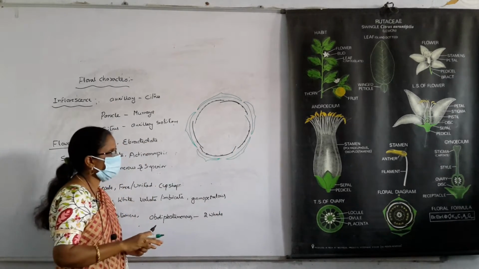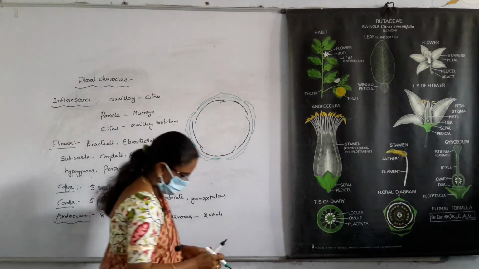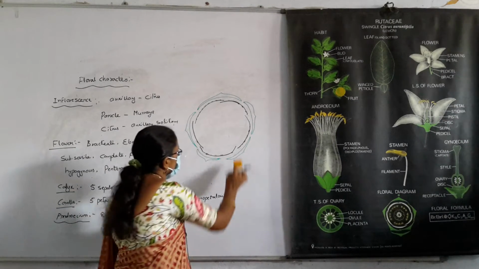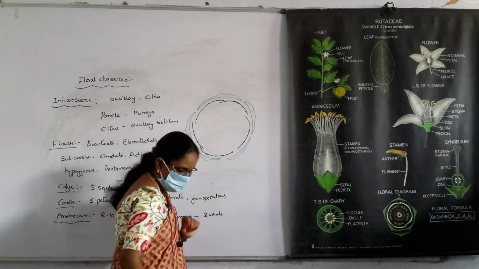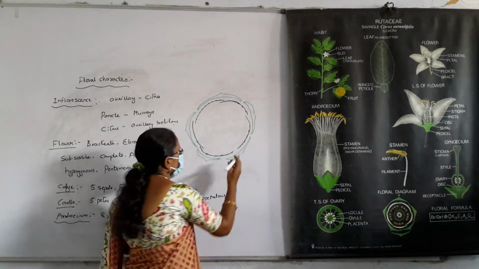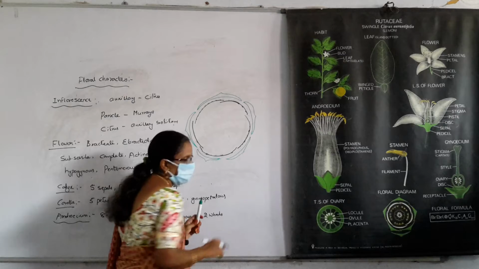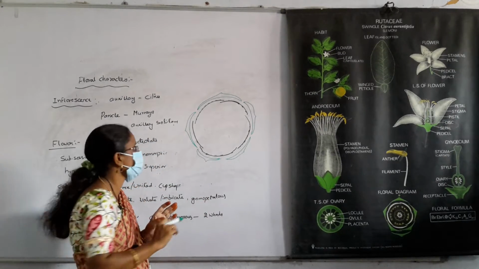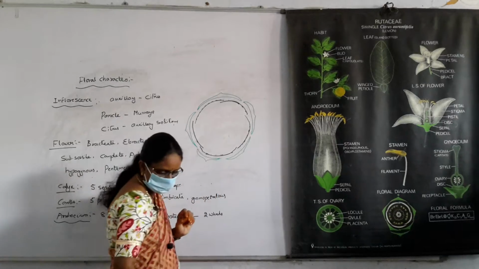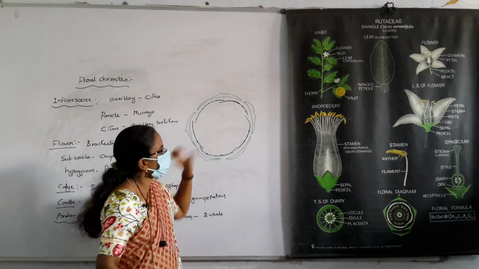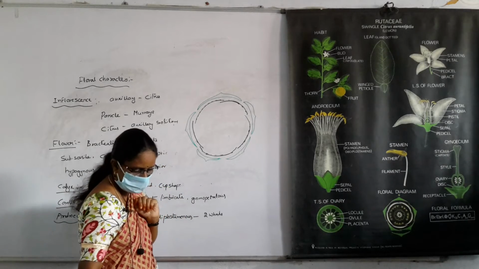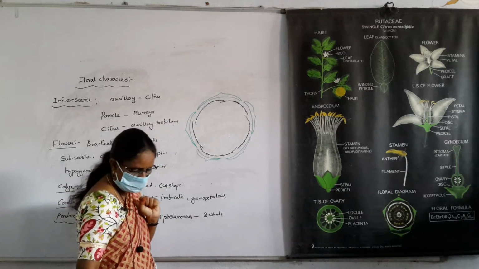This is a normal floral diagram. In the floral diagram, the stamens are arranged in two whorls. For example, 10 stamens are present in normal citrus plants. In normal citrus plants, the outer whorl stamens are opposite to the petals.